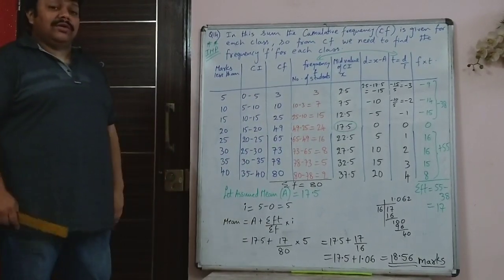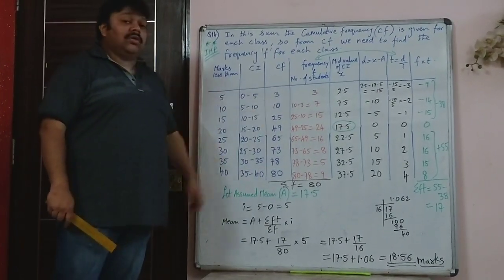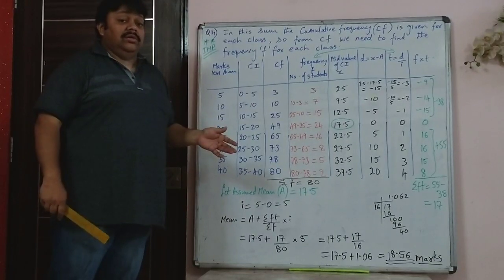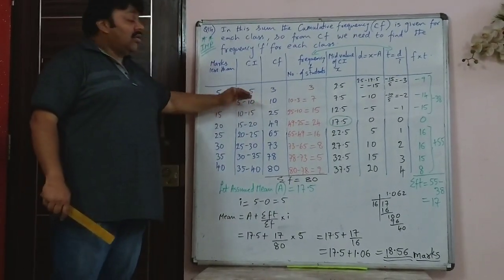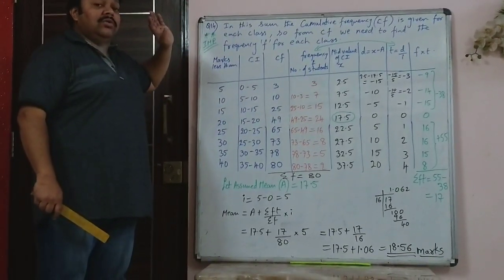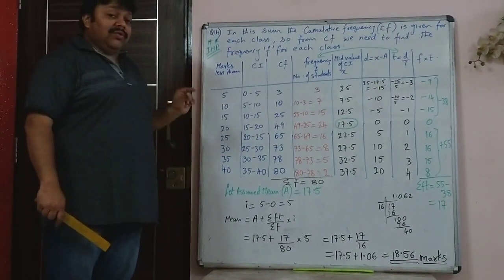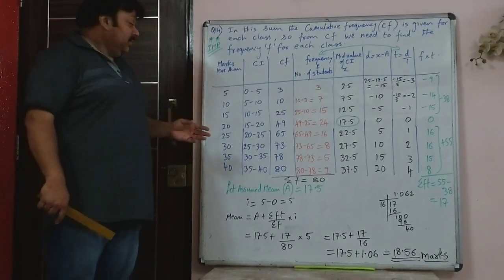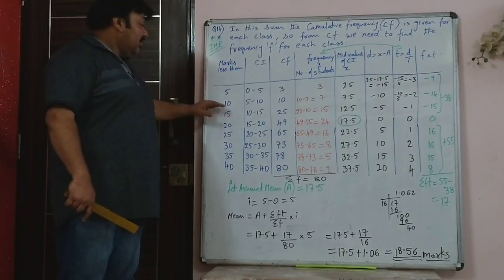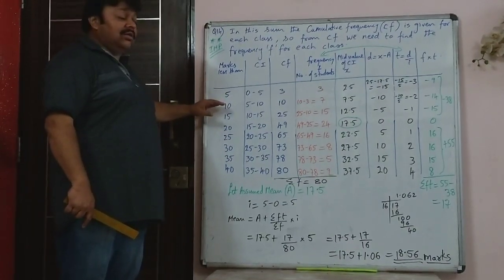Now what is less than 10? Doesn't it include those 3 also? Yes. So actually, less than 10 includes all those who have got less than 5 also. 0 to 5 and 5 to 10, all those students will be part of less than 10. Similarly, less than 15 will include those who got less than 5, less than 10.